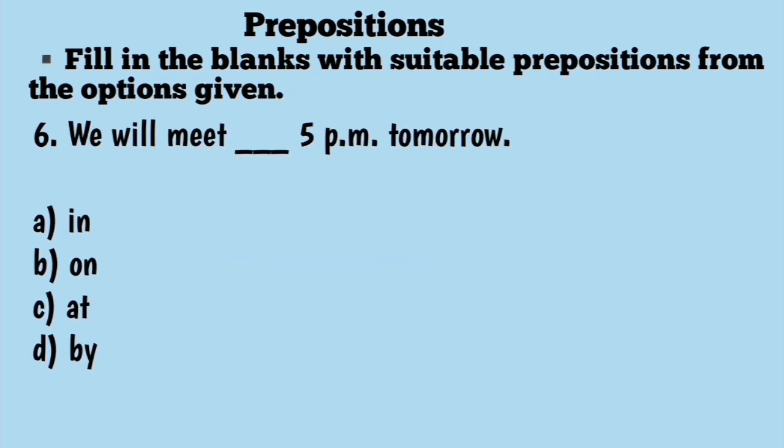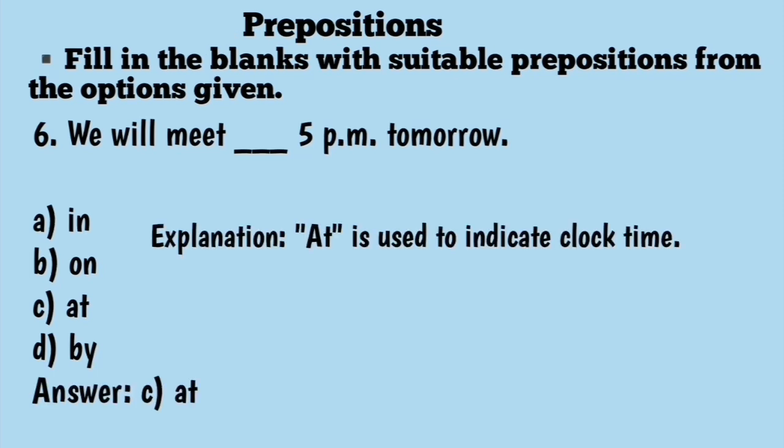Next, we will meet dash 5 p.m. tomorrow. Option A in, option B on, option C at, option D by. Answer is option C at. At is used to indicate clock time.